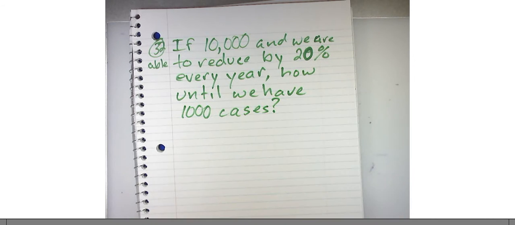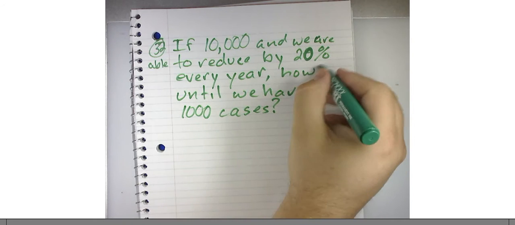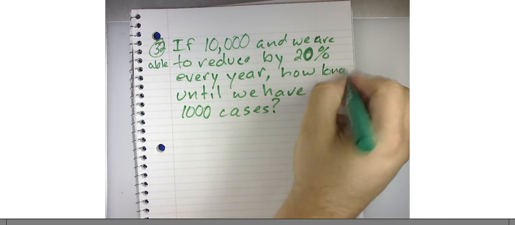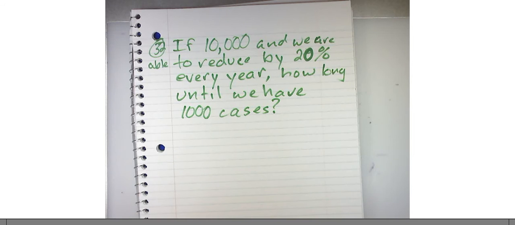Okay, so the problem says, hey, look, there's 10,000 diseases out there, and if we're able to reduce that number by 20% every year, how long, or how many years, until we have only 1,000 cases?